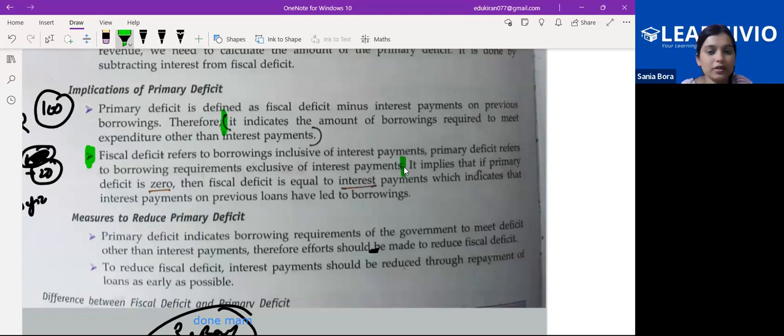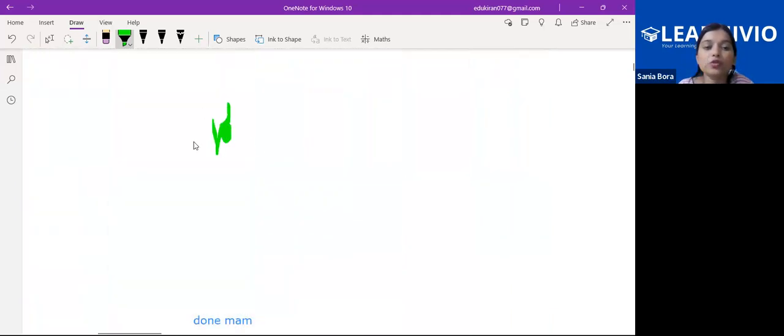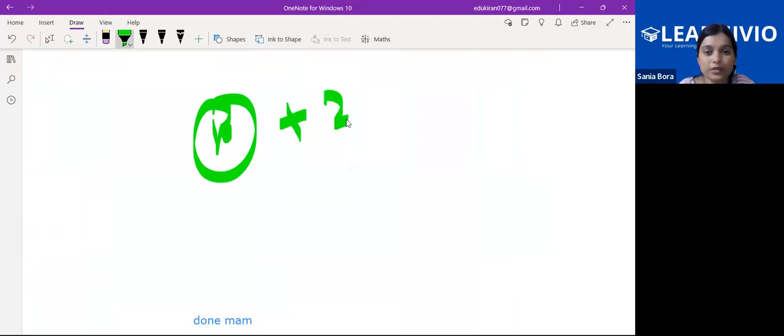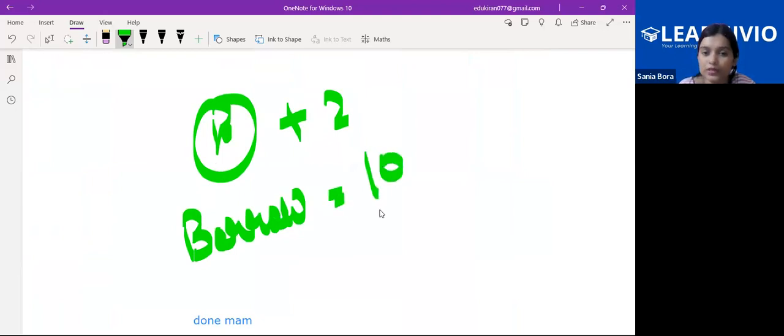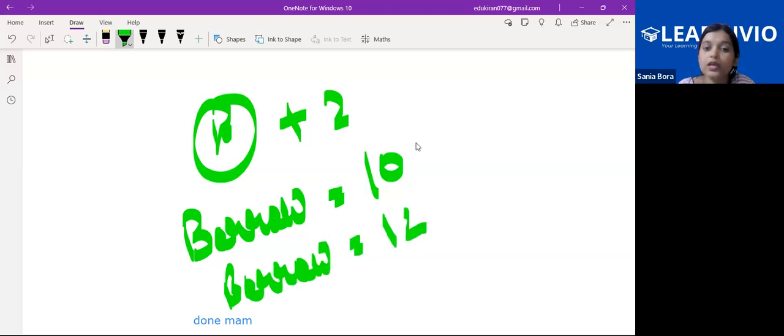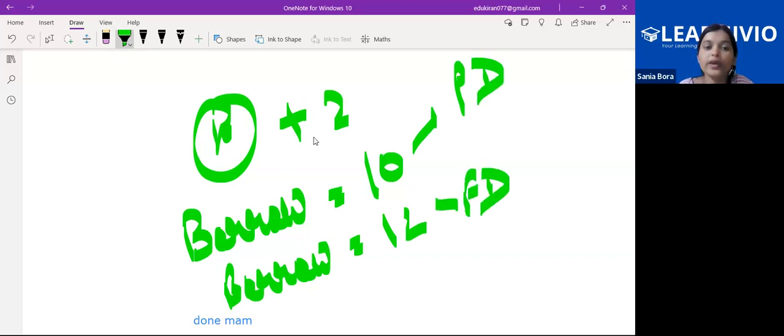No need to write this, till here you will write. For example, you took a loan of 10 rupees, and you have to pay 2 rupees interest. Listen very carefully. If you borrow 10 rupees, this is primary deficit, and if you borrow 12 rupees, this is fiscal deficit. In primary deficit, I only tell you the value that you need to borrow, but I don't include interest. But in fiscal deficit, I include interest as well as the money that you need to pay back. Clear?